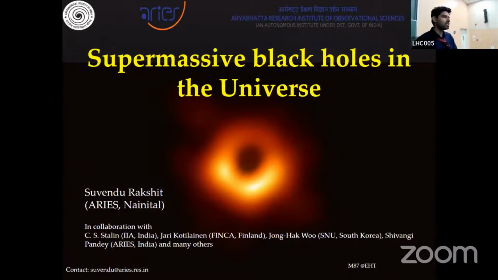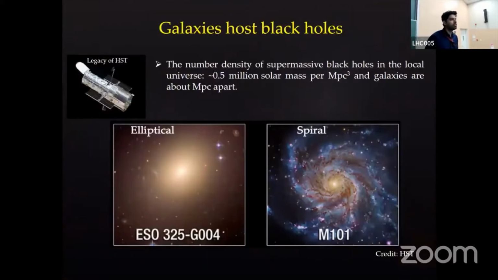So this image, I think everybody is familiar with. This is M87, of course, everybody knows. M87 as imaged by the Event Horizon Telescope. Thanks to this observation, we know that M87 has a supermassive black hole at the center of 6.5 billion solar mass. So that's huge.